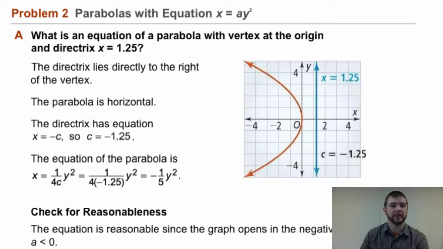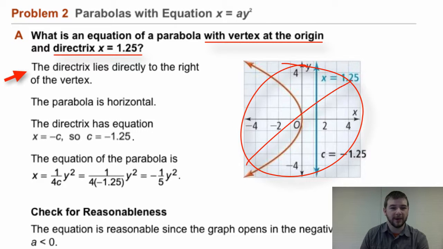Example problem 2. Parabolas with equation x equals ay squared. Part A. What is an equation of a parabola with a vertex at the origin and a directrix of x equals 1.25? Well, one of the first things to note is listed here at the left. The directrix lies directly to the right of the vertex. You should be able to observe that simply from the description in Part A without looking at the graph to the right.